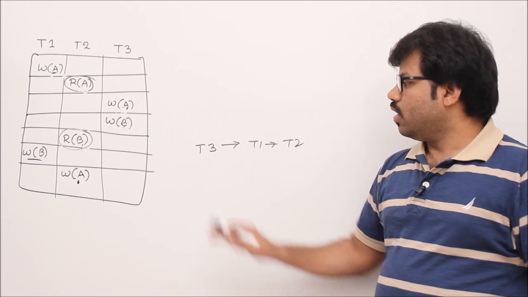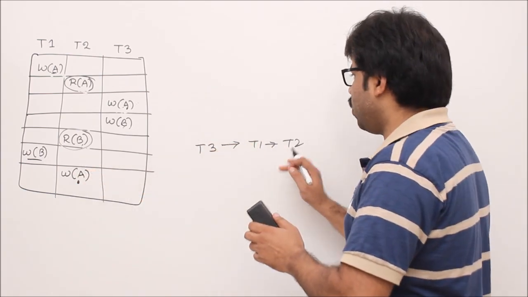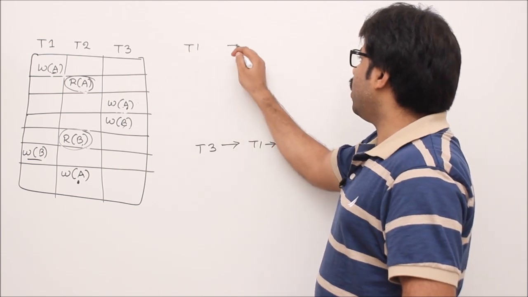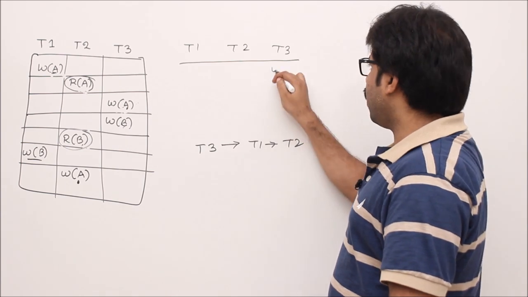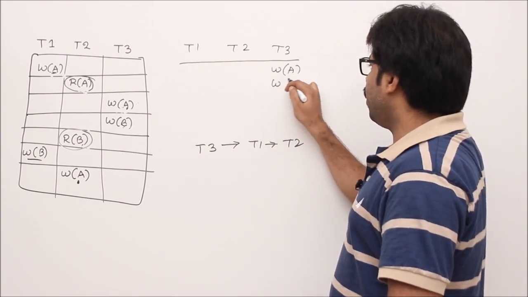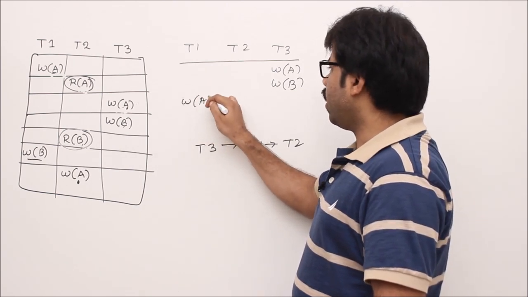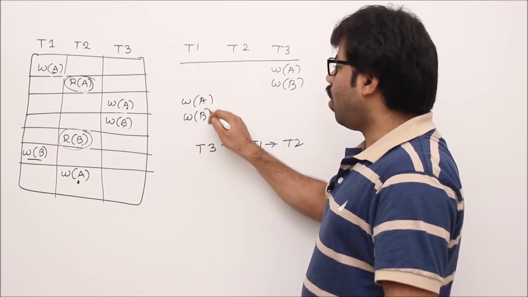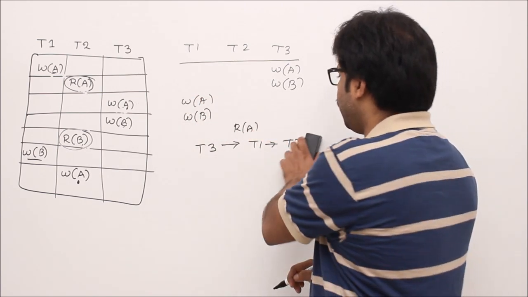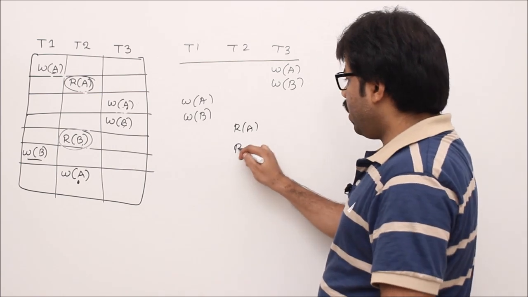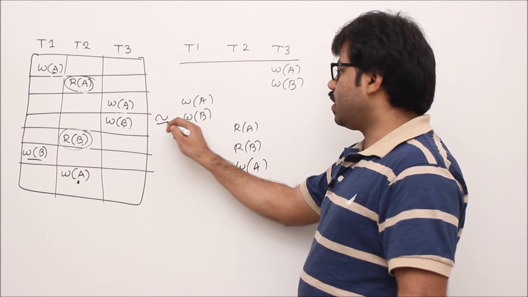Let's finish it up. Now let's check the conditions one more time. T3, T1, T2. I write the T3, T1, T2 order here. First all T3: write A, write B. Next all T1's instructions: write A, write B. Then all T2 instructions: read A and read B and write A. For this serial schedule, we have to check the equivalence.